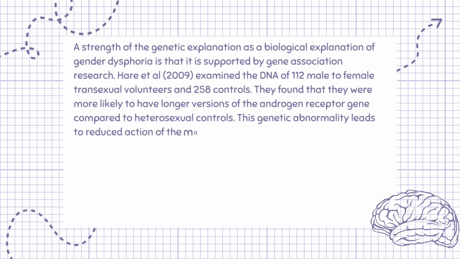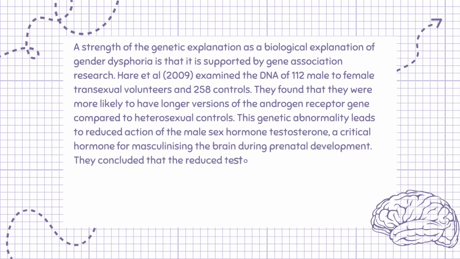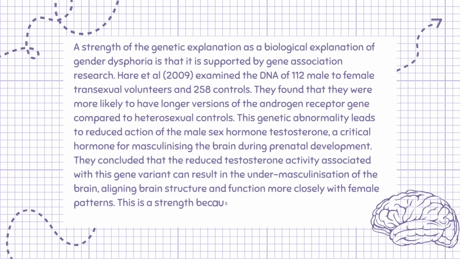This genetic abnormality leads to reduced action of the male sex hormone testosterone, a critical hormone for masculinizing the brain during prenatal development. They concluded that the reduced testosterone activity associated with this gene variant can result in the undermasculinization of the brain, aligning brain structure and function more closely with female patterns. This is a strength because it suggests that there is a link between genetics and transsexualism.